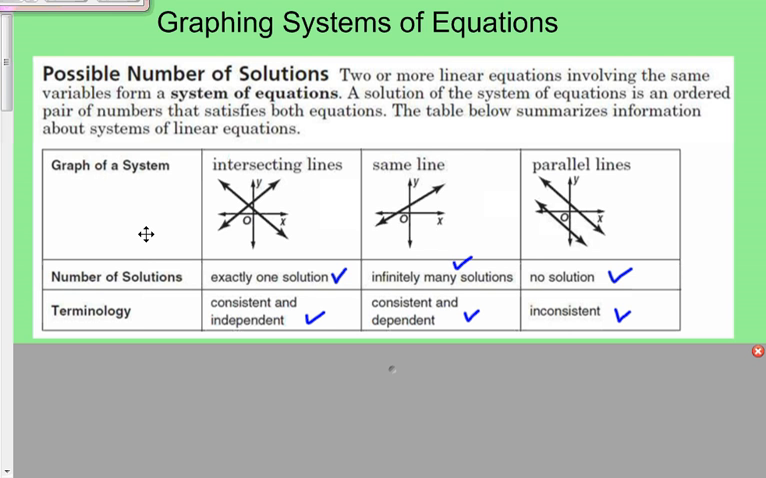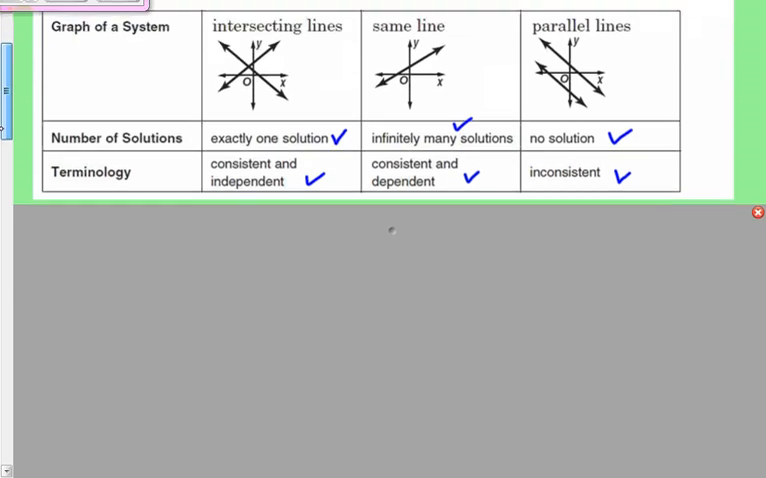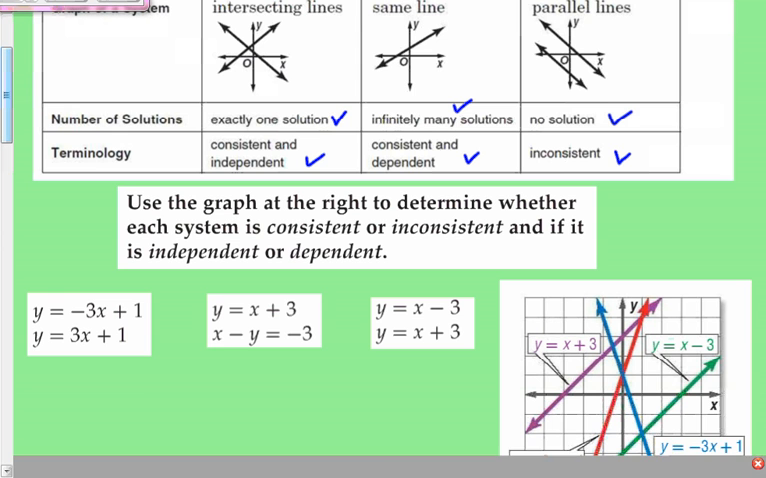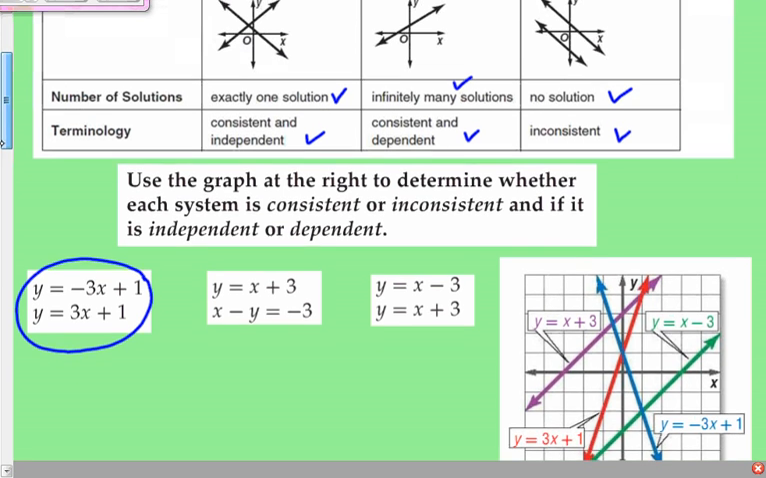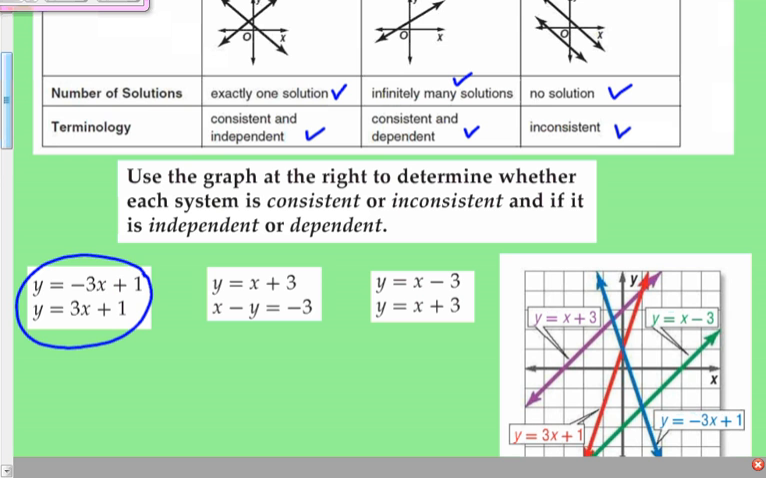So now that we have learned that, we're going to use that table to evaluate some lines here. Our first one, we're going to look at these two lines on the graph to the right. Negative 3x plus 1 is right here, and 3x plus 1 is right here. It's the red line and the light blue line. They cross at one point.